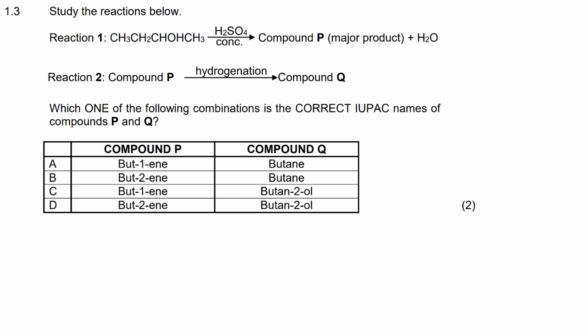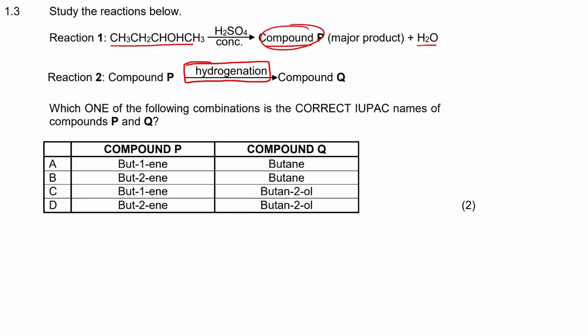Study the reactions below. So reaction 1, we have a certain molecule reacted with concentrated sulfuric acid, and we form compound P plus water. And then we've got reaction 2, which uses compound P, which is from here. They then use hydrogenation to form compound Q. Which of the following combinations is a correct IUPAC name of compounds P and Q? Interesting. Okay, so I'm actually going to start us off over here.